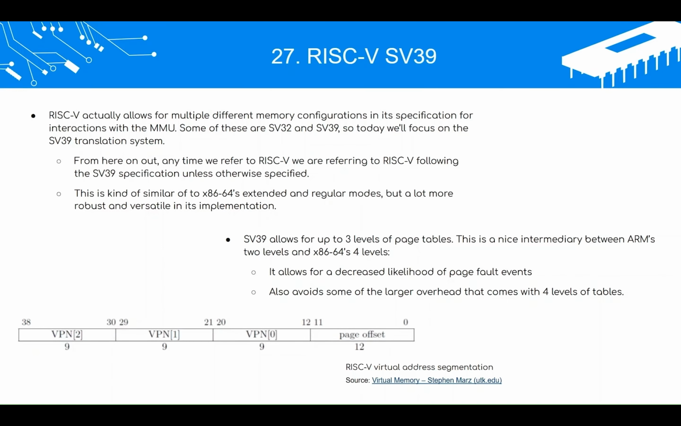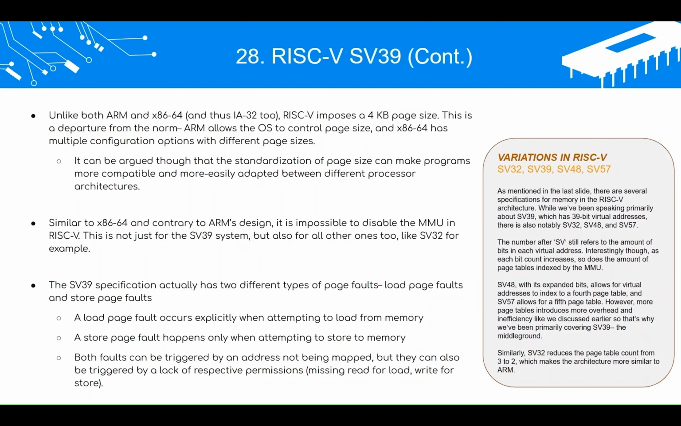Having fewer page tables than Intel 64 allows it to avoid some of that larger overhead that comes with 4 levels, but having more than ARM lowers the likelihood of page faults/misses occurring. Now, unlike ARM, Intel 64, and IA32, RISC-V requires a 4 kilobyte page size regardless of which translation method is used. This deviates from the norms established by ARM and Intel, because ARM allows the OS to determine page size and Intel has multiple configuration options for page size. However, one might argue that the standardization of page size can make programs more compatible and more easily adapted between different processor architectures.